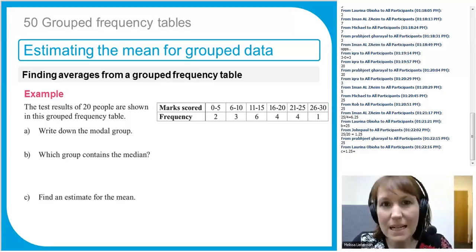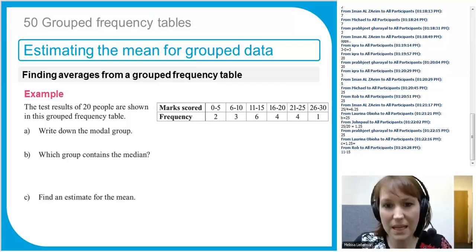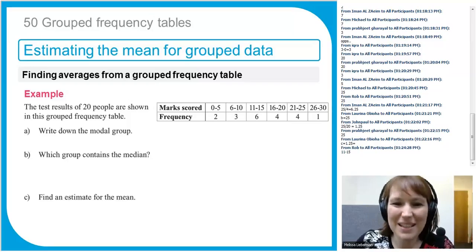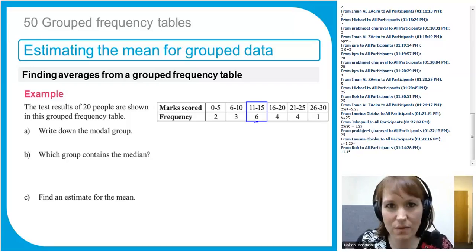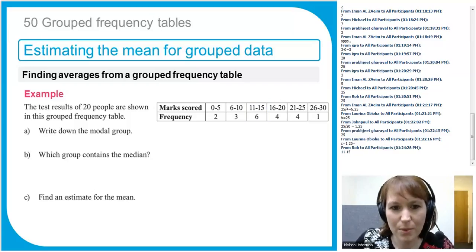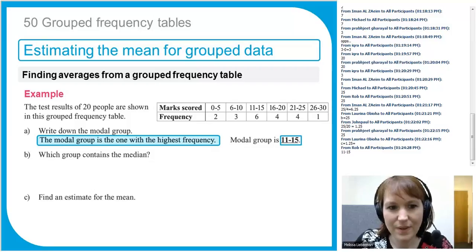So part A, write down the modal group. So within which of these groups do most of the test results fall? So here we just look for the one with the biggest frequency. Perfect, Rob. Anyone think that it's anything else? I've just said perfect, so sorry, I've kind of given away the answer then. So we look at the frequencies and we say, right, the biggest frequency is 11. Sorry, I was looking at the class interval. So the biggest frequency is 6. So that means that the modal group is between 11 and 15. So most of these 20 students in this class scored between 11 and 15. So that's the modal group there, 11 to 15.